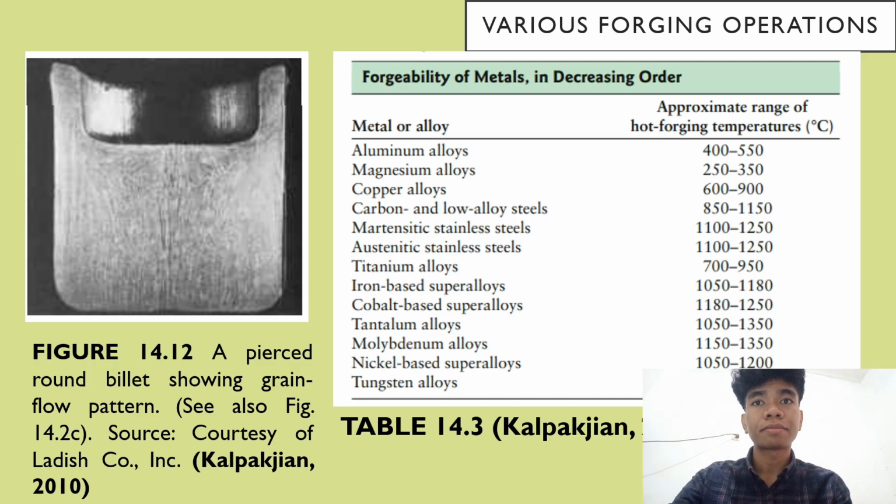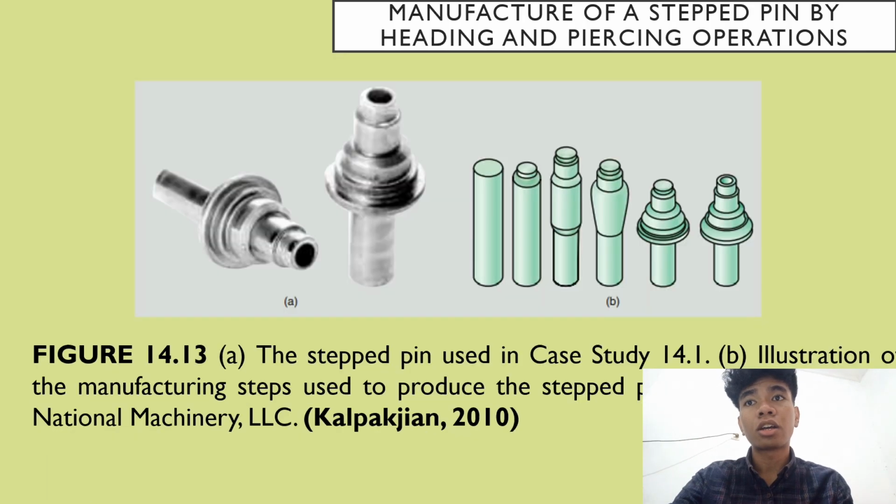Next is Figure 14.12. This pierced billet demonstrates the improved grain flow after forging, contributing to better mechanical properties. Table 14.3 shows the forgeability of metals in decreasing order.